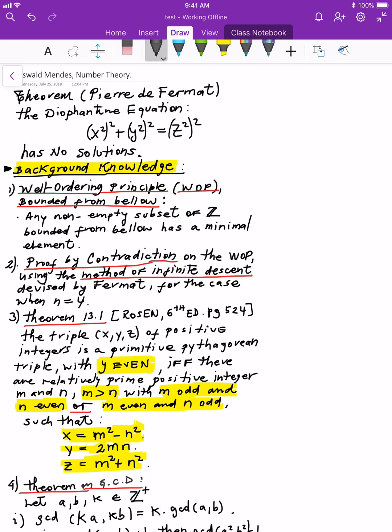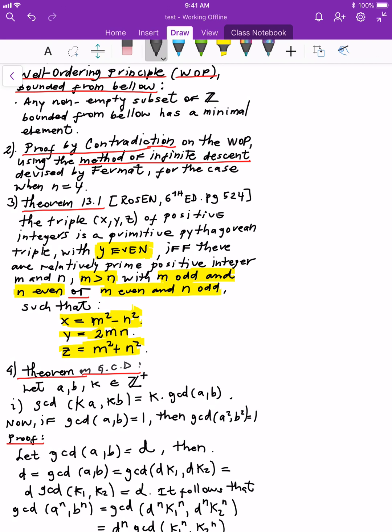Hello. Okay, my name is Oswald Mendes, and this is a theorem from Pierre de Fermat: the Diophantine equation x to the 4 plus y to the 4 equals c to the 4 has no solutions. The background that is needed to prove that x^4 plus y^4 equals c^4 has no solutions is the well-ordering principle listed here.